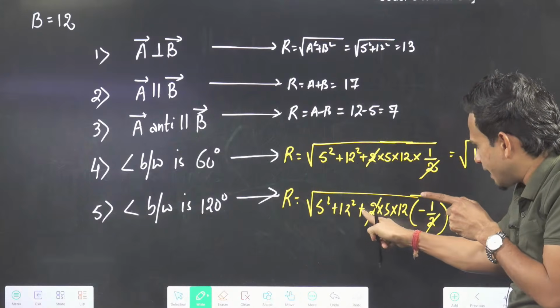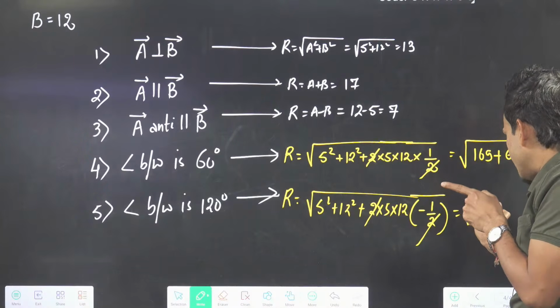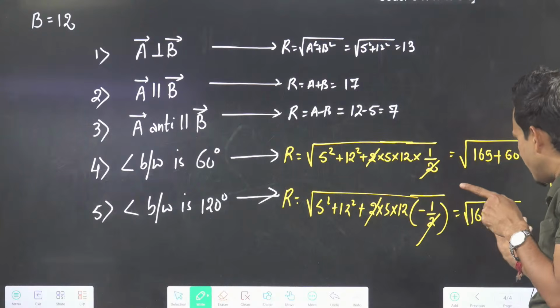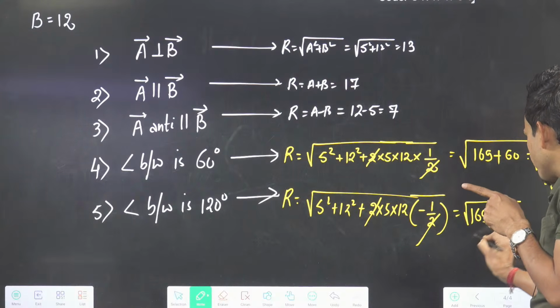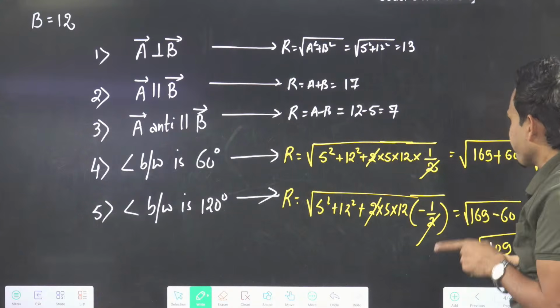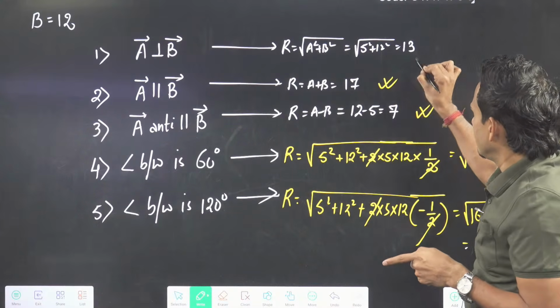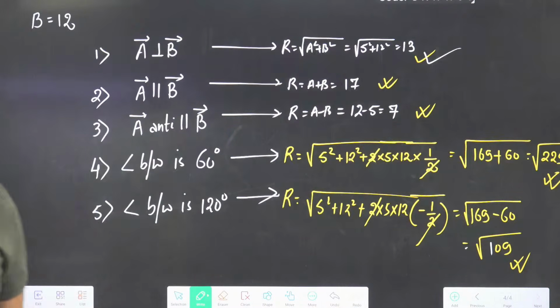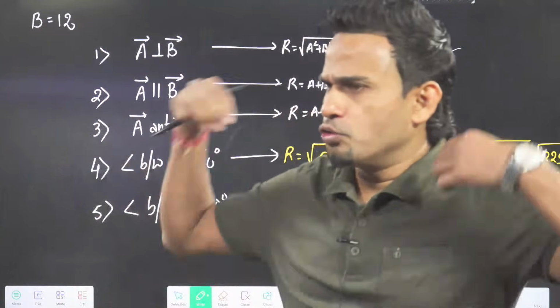Now this minus will make here minus. So root, that will come 169. Remaining things are same. This minus will make here minus. So minus 60. So this will give you under root of 109. Is it okay? Is anything making sense? How to use those formulas? Tell me quickly.